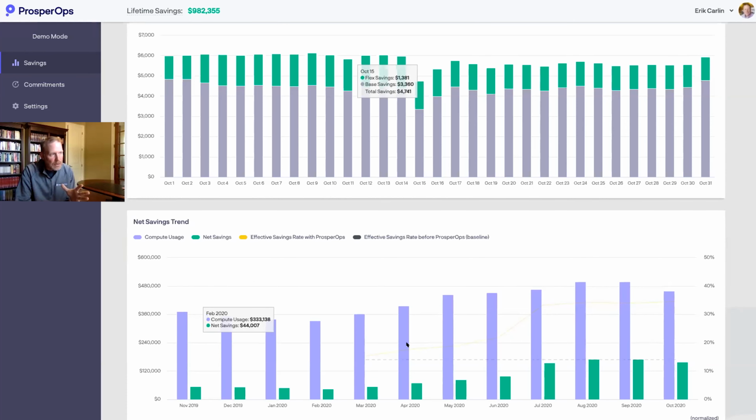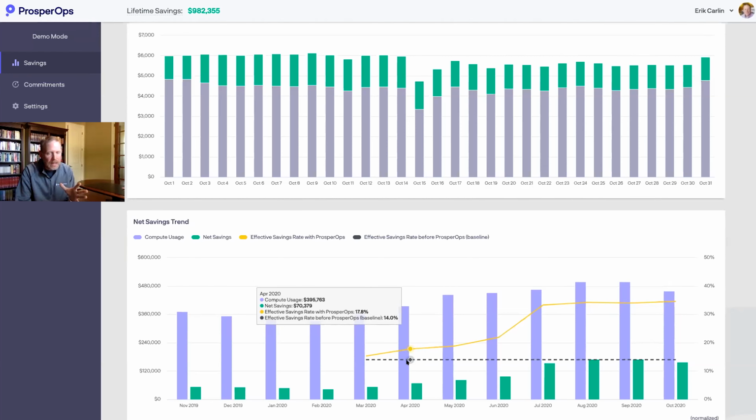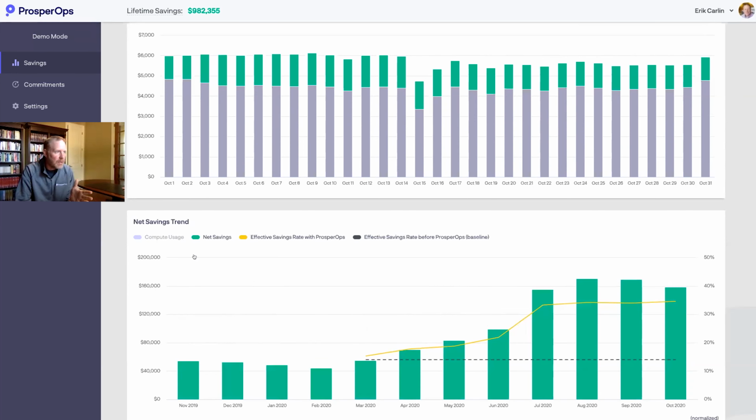So anytime the yellow line is above the dotted gray line, customers are in the money, so to speak. We are putting money back in their cloud budget. And if we just focus on their net savings for a minute, you can see here prior to our service, the month prior to service, they saved $44,000. In October, they saved net, again, $158,000. So what is that? $120,000 a month. It's significant money back into their budgets as a result of our service.